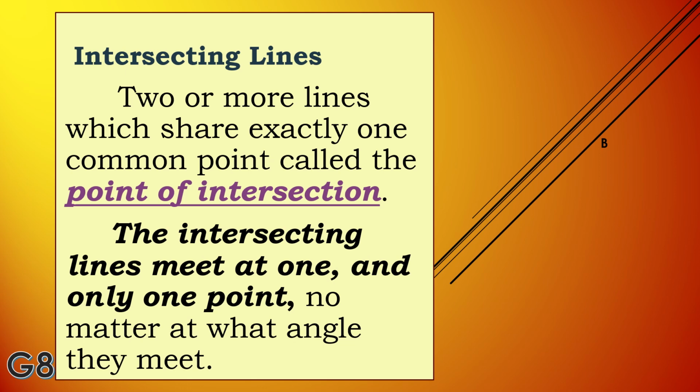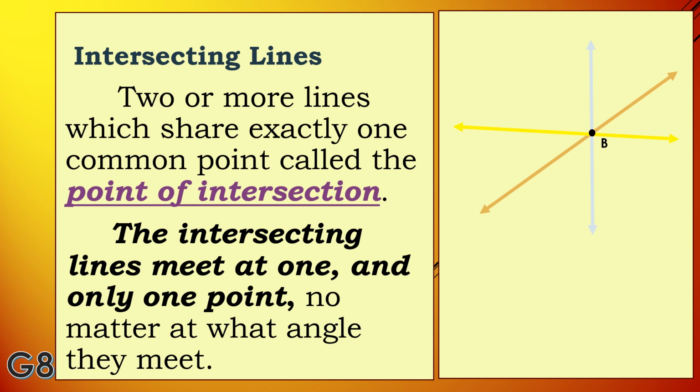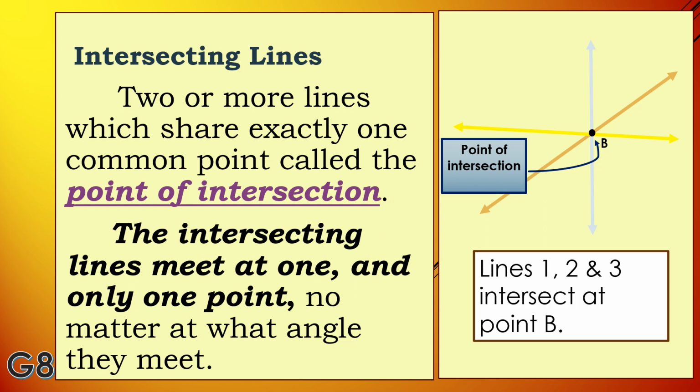Next, we have intersecting lines. 2 or more lines which share exactly one common point called the point of intersection. The intersecting lines meet at one and only one point, no matter at what angle they meet. So in this figure, we can see that there are 3 lines that meet at only one point, and that is the point of intersection. So therefore, lines 1, 2, and 3 intersect at point B.